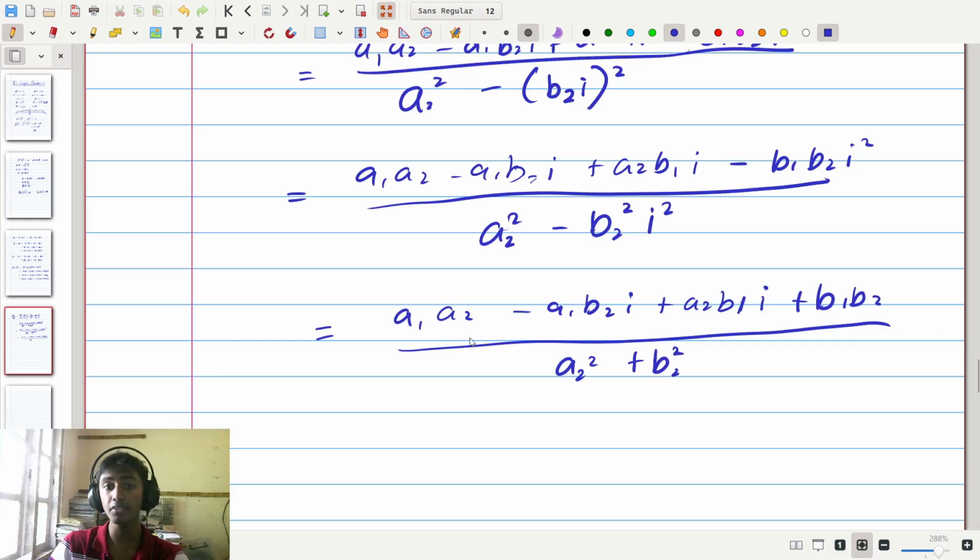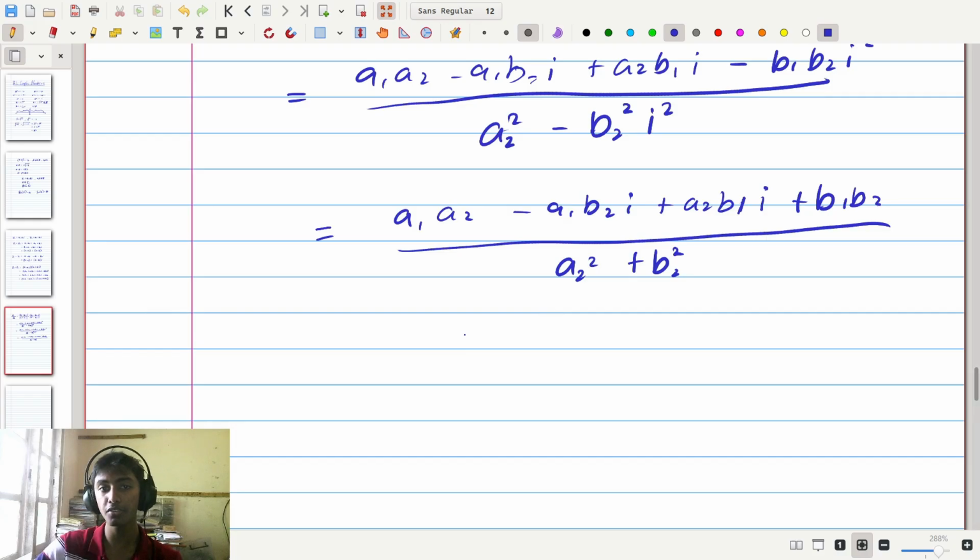Now, if we start grouping the real parts and imaginary parts together, we can see that this a1 a2 divided by all of this is going to be a real number, and this b1 b2 divided by all of this is going to be a real number. So these two bits, this divided by this and this divided by this, are going to be the real component of z1 divided by z2. And furthermore, these two bits, this minus a1 b2 i and this plus a2 b1 i divided by this, are going to be the imaginary parts.